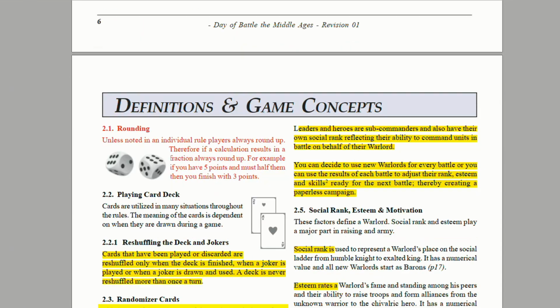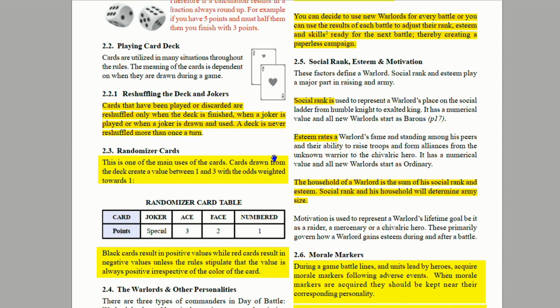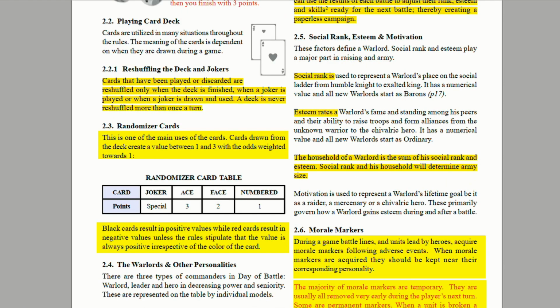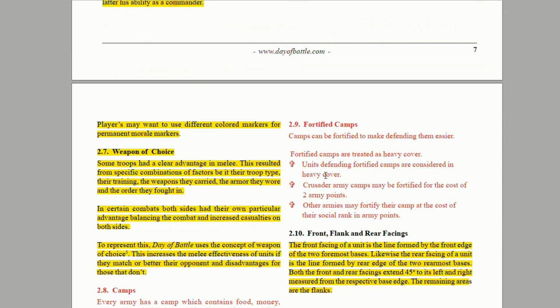Here you have the definitions and concepts. You have the rounding. You have playing cards and dice. Playing cards are part of the game. Here is how much a play card costs, but they don't overpower the game at all.